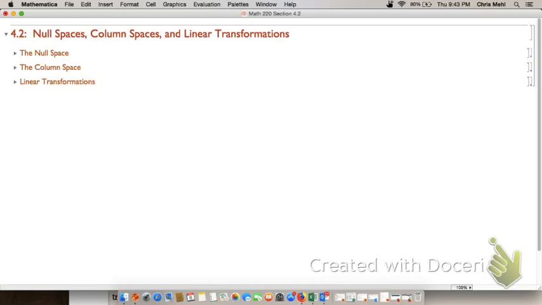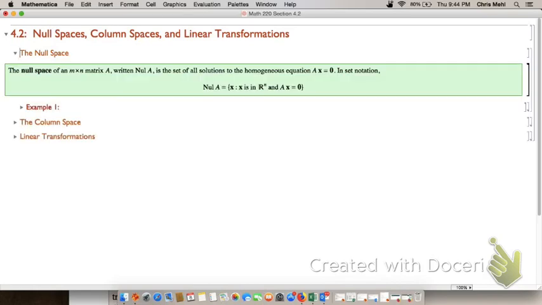Okay, so we can still talk about the null space and the column space as a subspace now of a vector space, namely Rn. First thing we're going to do is talk about the null space. Same definition as before.